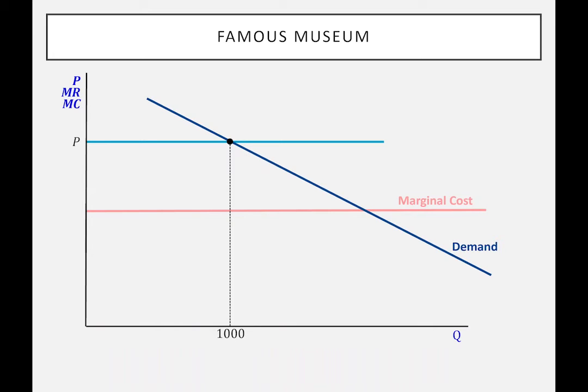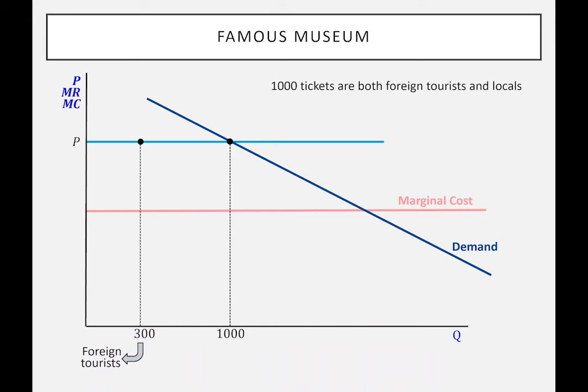So far, we haven't drawn in the marginal revenue curve, but I just assume it's there, and the museum has figured this out. They charge whatever the maximum price is for 1,000 people. But then the museum notices that amongst these 1,000 tickets sold per day, let's say, there are actually two types of people that enter the museum. There's foreign tourists, and then there's also local people that just want to see the paintings. So just to keep things simple again, amongst 1,000 people entering, let's say 300 are foreign tourists, and the other 700 are locals. So they're all paying the same price.